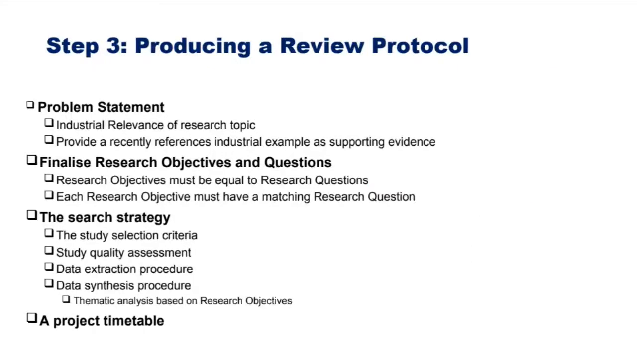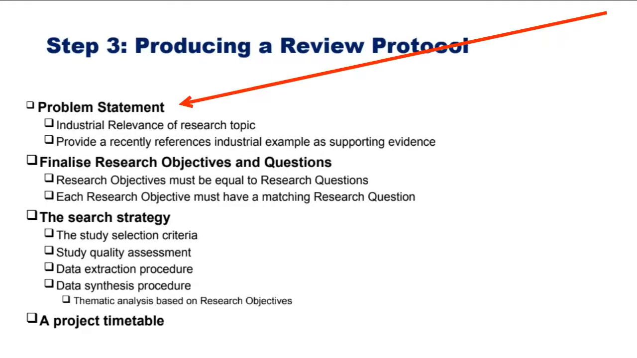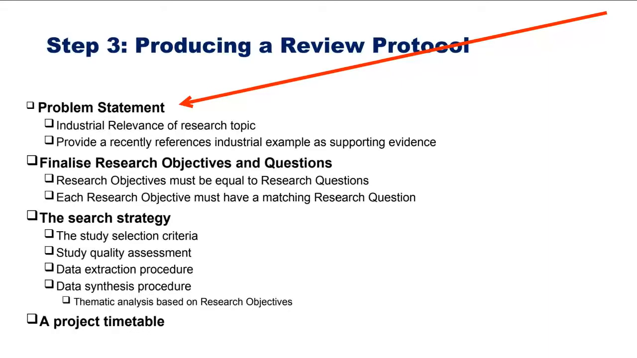When you are choosing a topic for your research, first of all, you are going to write a problem statement. This is part of the review protocol. Problem statement basically means why your topic is relevant for the industry, which means what is the benefit that the industry is going to get from your topic. So whenever you are trying to select a topic for your research, always remember that it must show the industrial relevance. Why is it important for the industry? That is the problem statement.